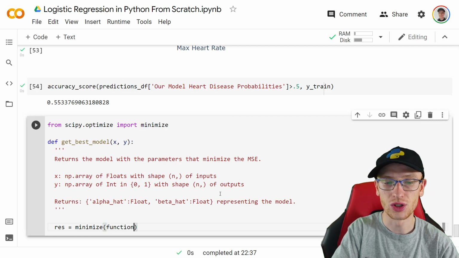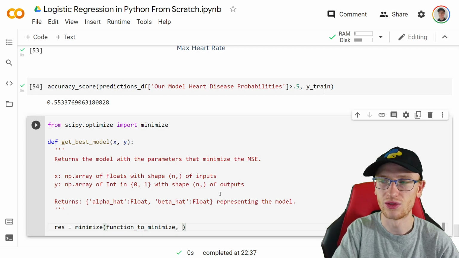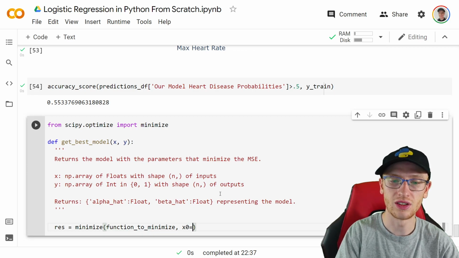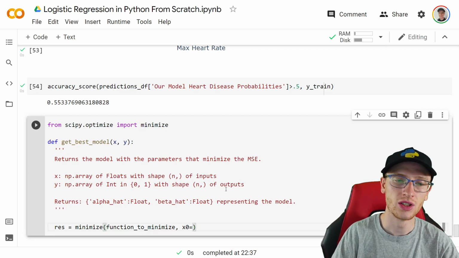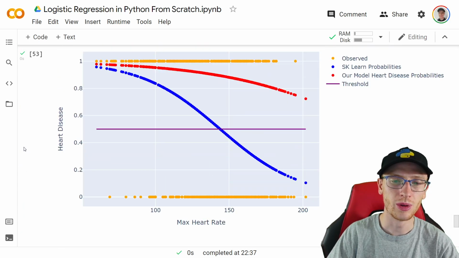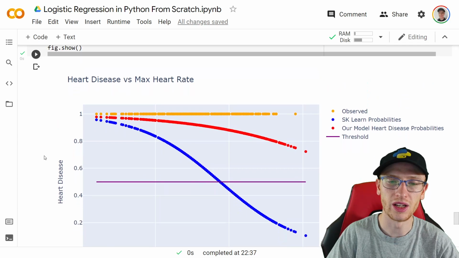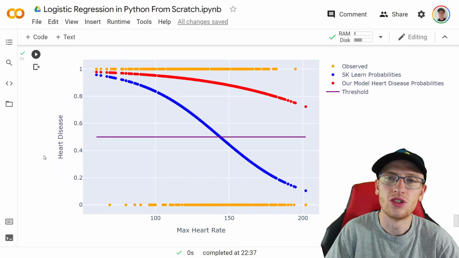We'll minimize the function to minimize. That doesn't exist yet, but we're passing this function to minimize. We'll make that x0. This is the idea of starting values. It doesn't matter too much, but basically we're going to start with some guesses of alpha hat and beta hat. And so we'll just set them to 0 to start.